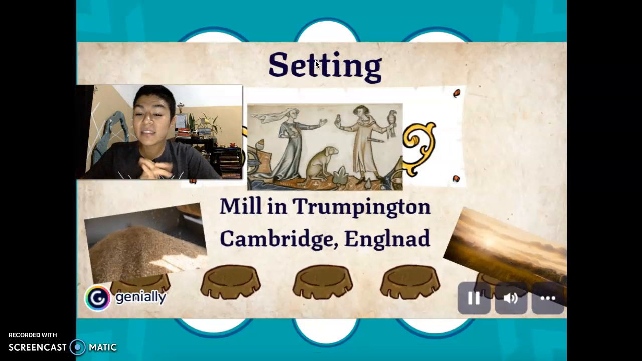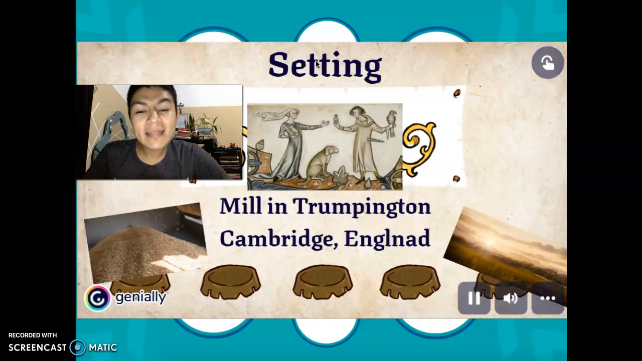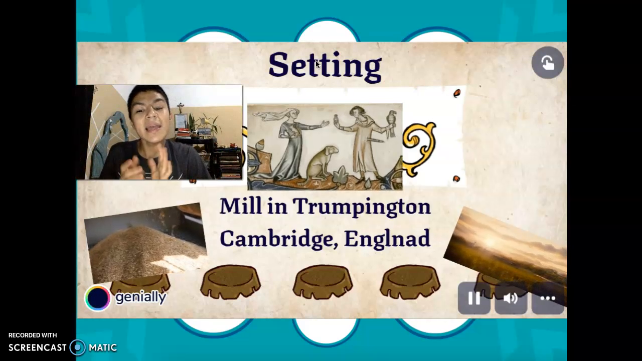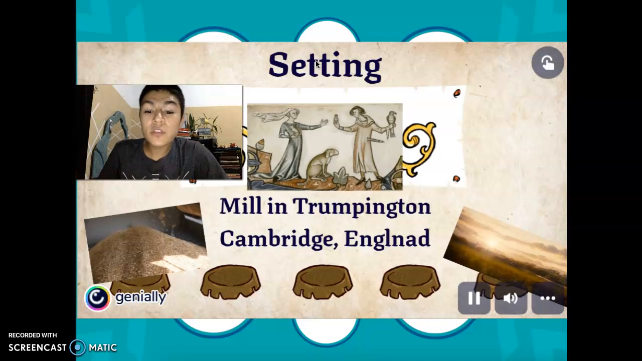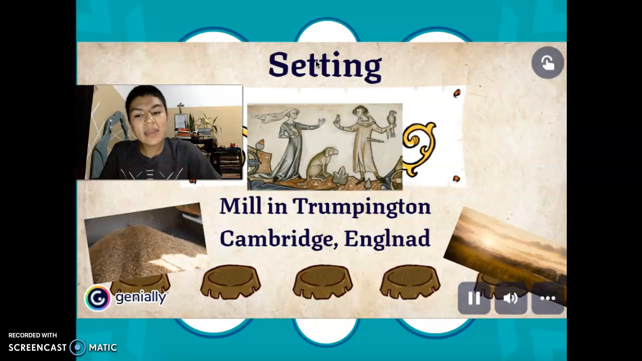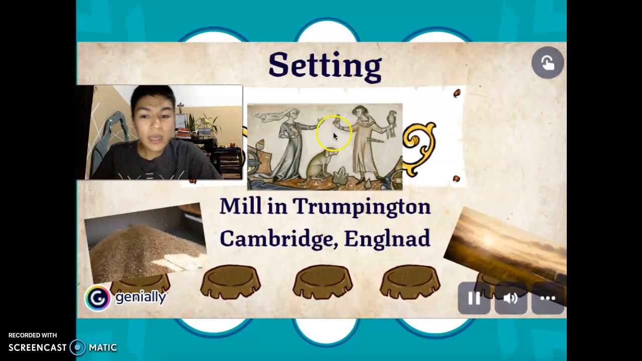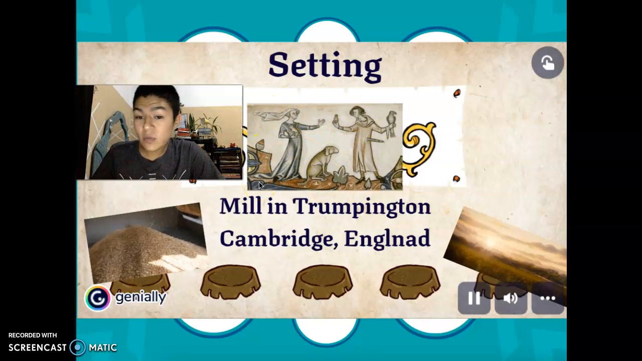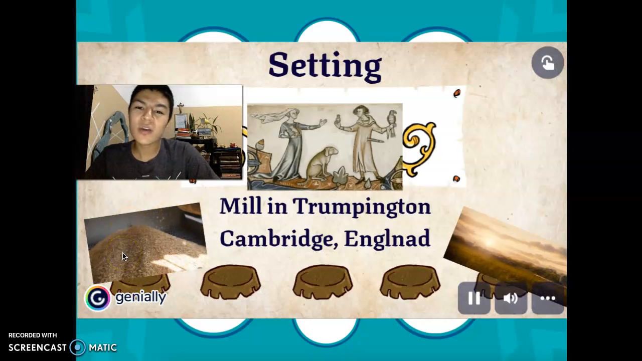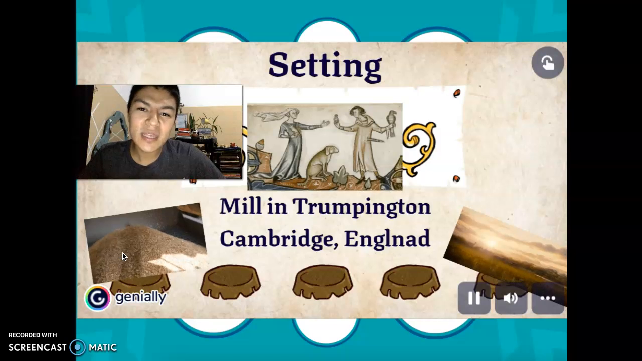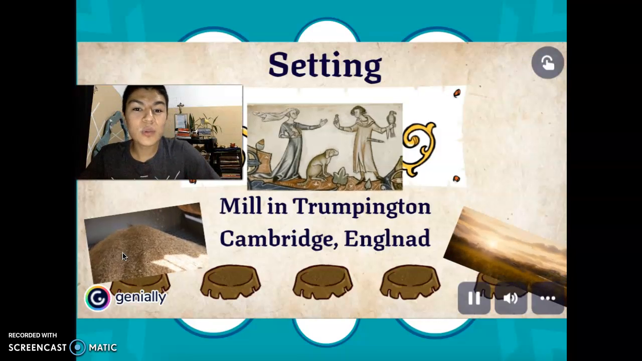So this is a historical setting, and it is going to happen in Canterbury. All these events happen at a mill in the village of Trumpington, which is near Cambridge, England. So all this story is going to happen in this setting, and that is why we have some representative symbols such as the fields, the way in which people interact at that time, and also the grains, which are going to be very meaningful because that is actually what provided wealth to the miller. Now let's see the next part.